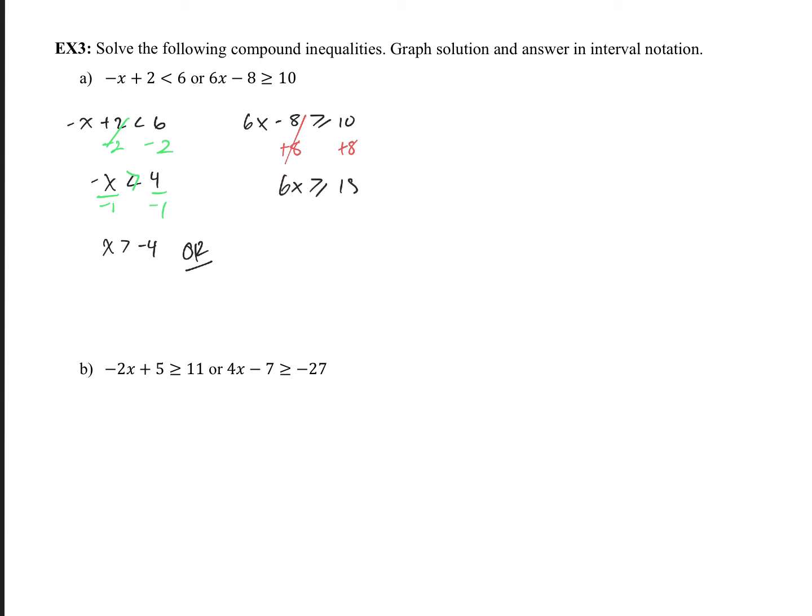6x is greater than or equal to 18. Divide both sides by 6 to get that 18 by itself. X is greater than or equal to 2.